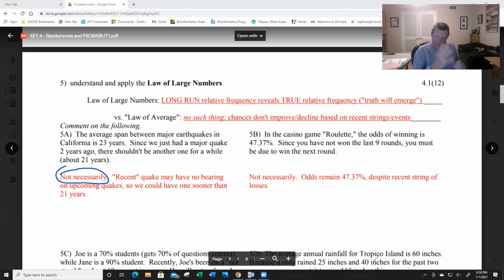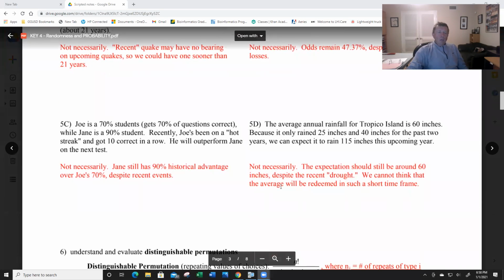All right. In roulette, the odds of winning are 47.4%. I'm talking about if you did black or red or something like that. Since you haven't won in the last 9 rounds, you must be due. No, you're not really due. It still remains 47.4%. You just got unlucky. So that clears up some misnomers here. Pretty easy idea.